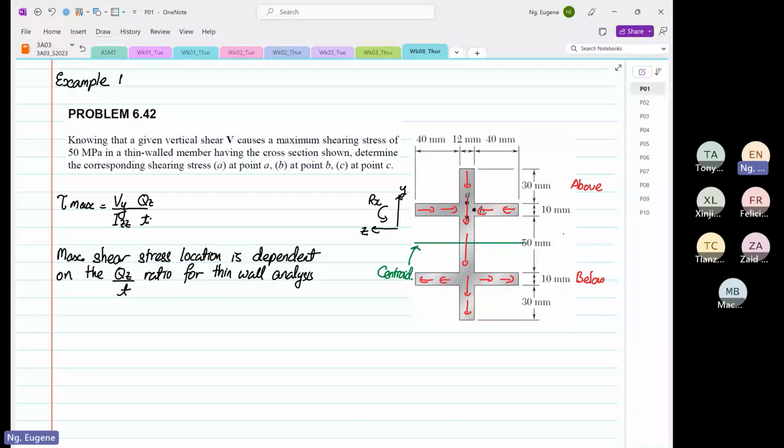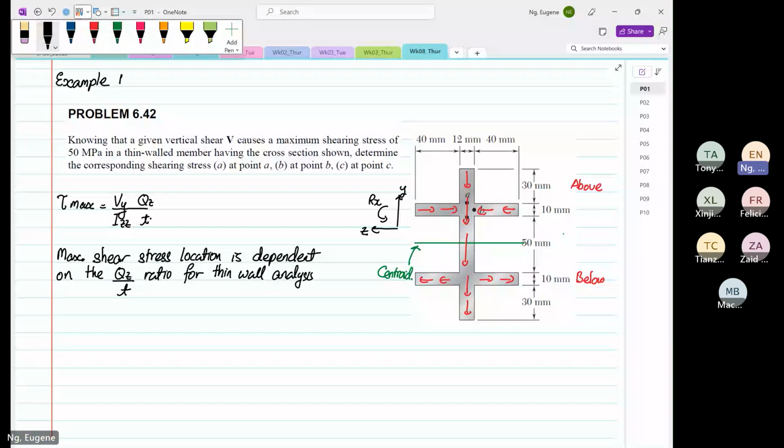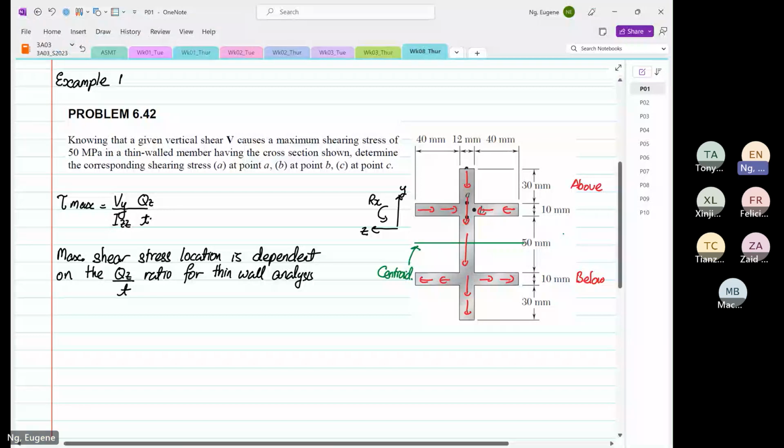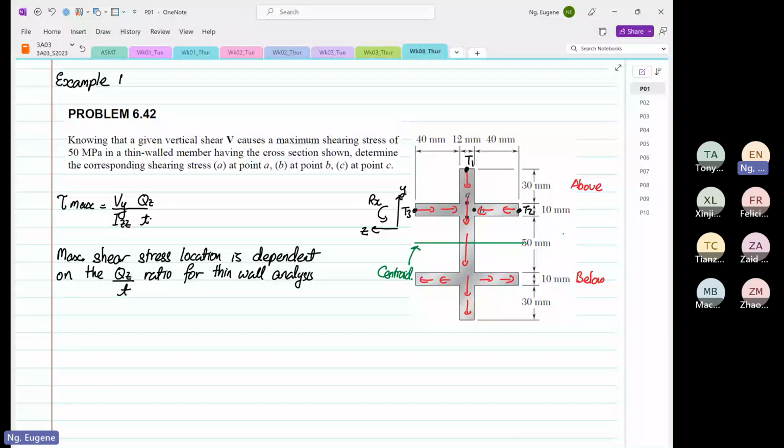But the most important thing, as I said, we have identified our terminus. So this is our T1, this is our T2, this is our T3, and then this is our T4, and then this is our T5.